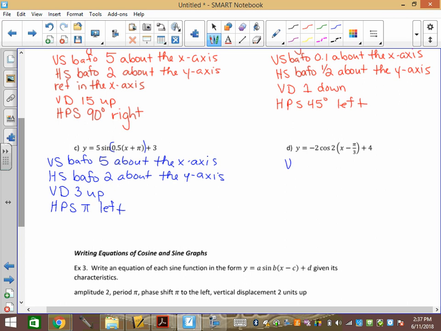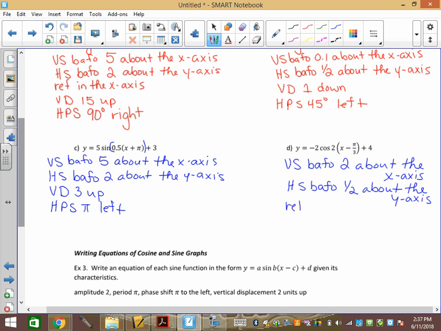This one, you have a vertical stretch by a factor of 2 about the x-axis. You have a horizontal stretch by a factor of 1/2 about the y-axis. You have a reflection in what? X-axis. Vertical displacement 4 up. Horizontal phase shift pi over 3 right.